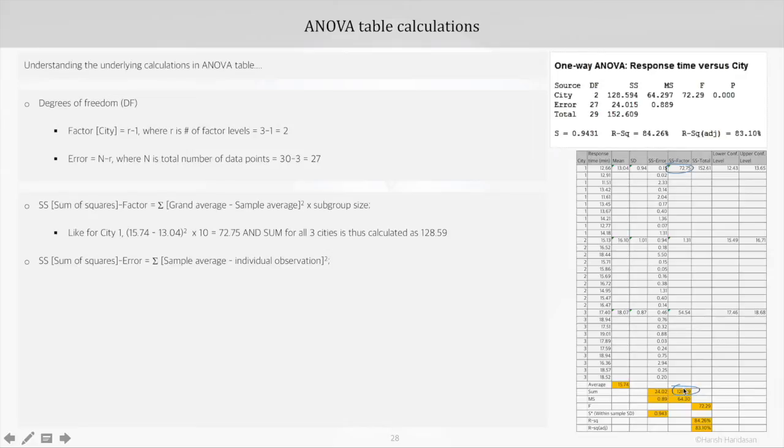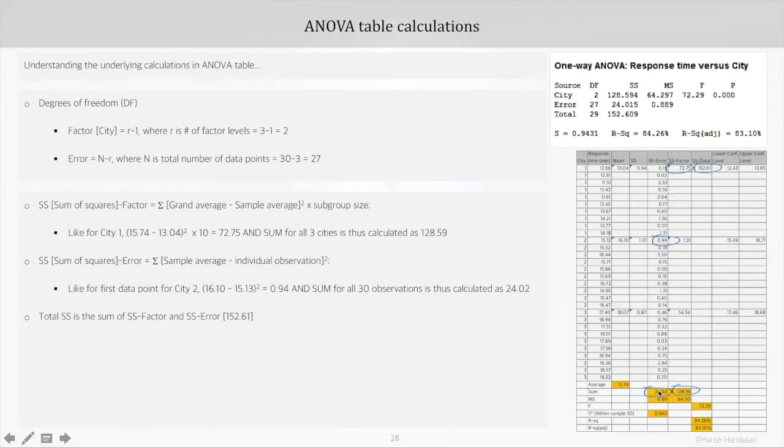Sum of squares for error is given by the overall sum of all the squared differences between the subgroup average and each of the individual observations in the subgroup. For the first data point for city 2, it would be the square of the difference between 16.10, which is the subgroup average, and the individual data point 15.13. This equals 0.94, and the sum for all 30 observations calculated like this will add up to 24.02.